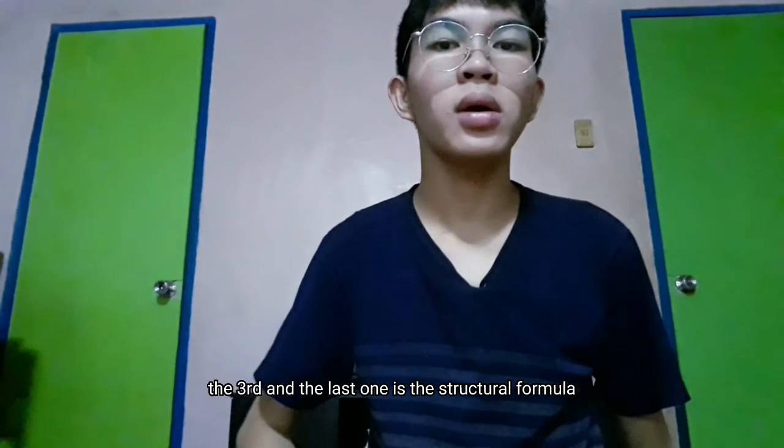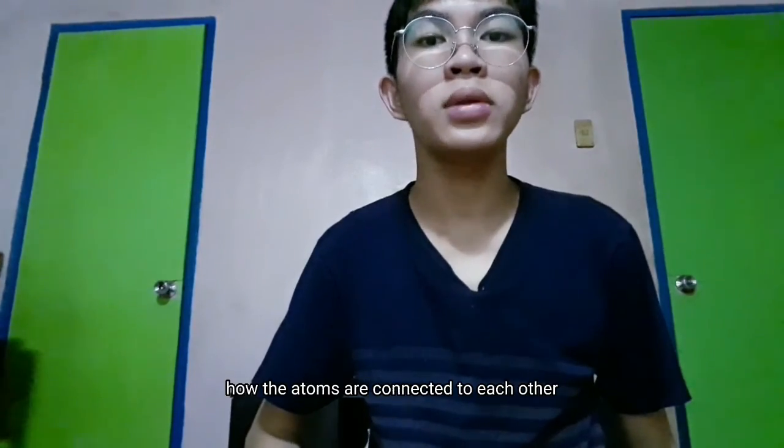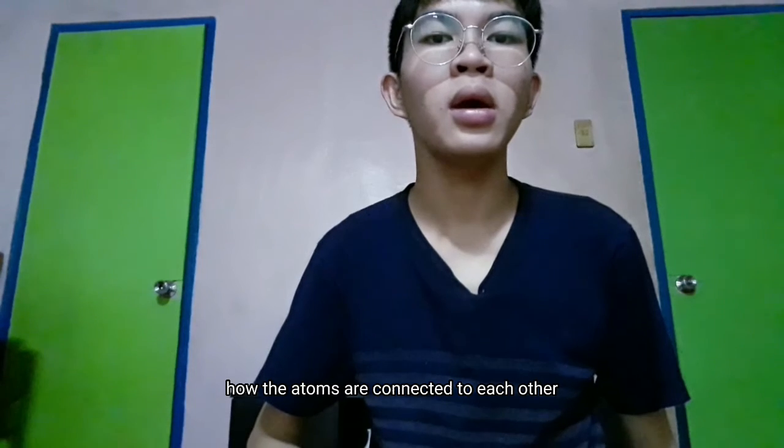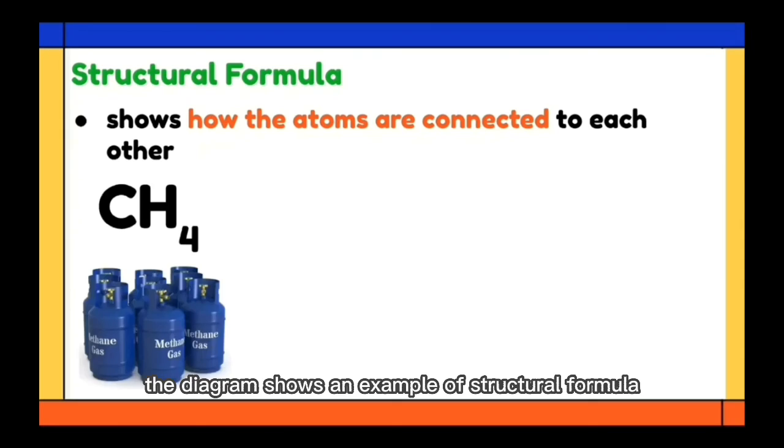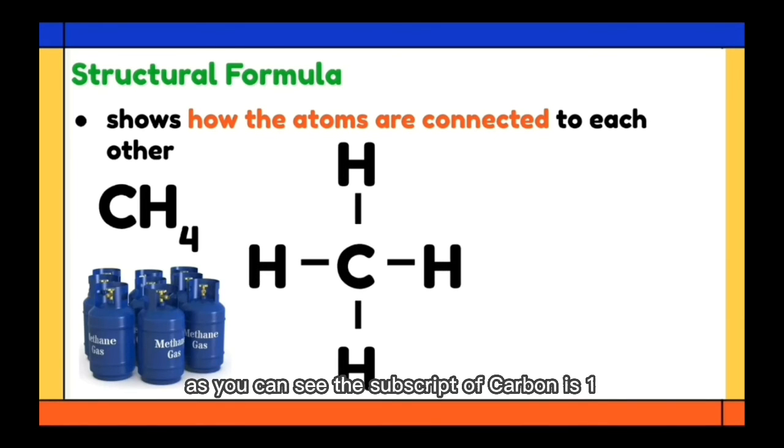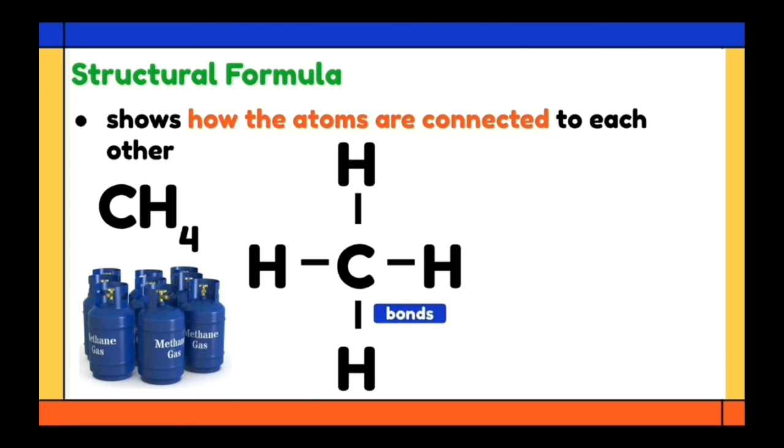The third and the last one is the structural formula. Structural formula shows how the atoms are connected to each other by using lines. The diagram shows an example of structural formula. As you can see, the subscript of carbon is 1, the hydrogen is 4. So by using lines, you can create a structural formula. Additionally, the line signifies the bond.